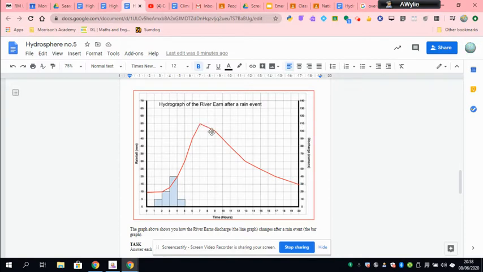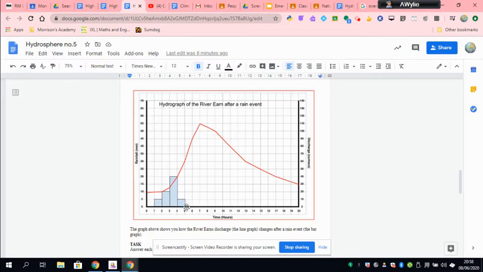And after that, the river discharge starts to fall. I always think the best way to think of discharge is just think physically the river's getting higher and then it's going down. Okay, now that's what I need you to visualize. It rains, a river rises, and then it falls.